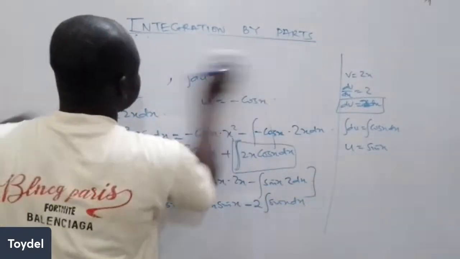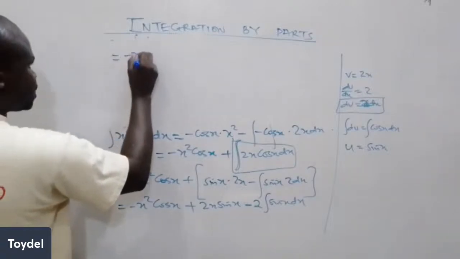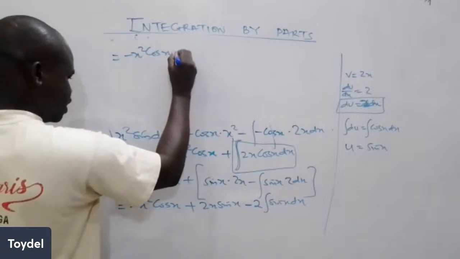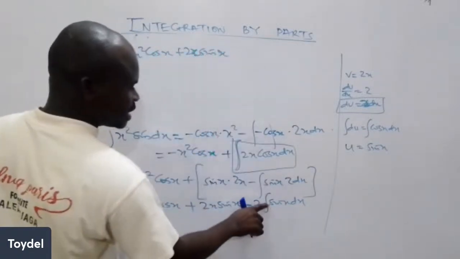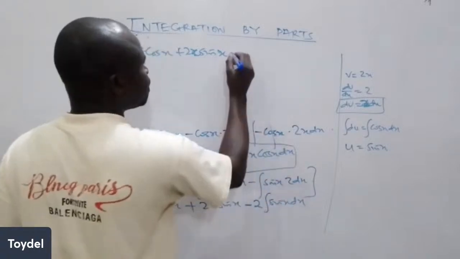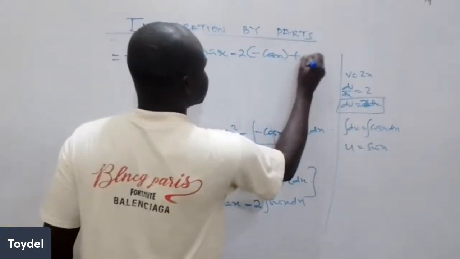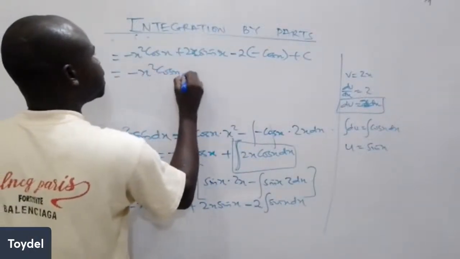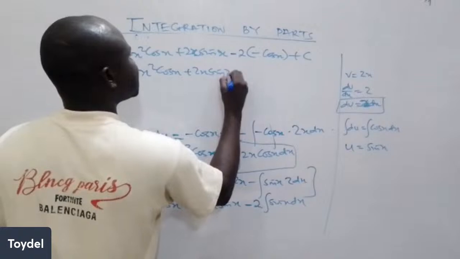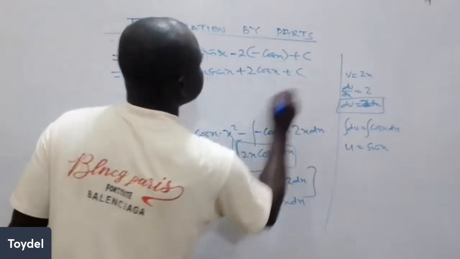So I'll come back here. From what we have there, I will rewrite everything here as minus x squared cos x plus 2x sine x. Then if I integrate sine x, it is minus cos, minus 2 into bracket minus cos x plus an arbitrary constant. Then at the end of the day, I'm going to have minus x squared cos x plus 2x sine x minus minus, plus 2 cos x plus an arbitrary constant.